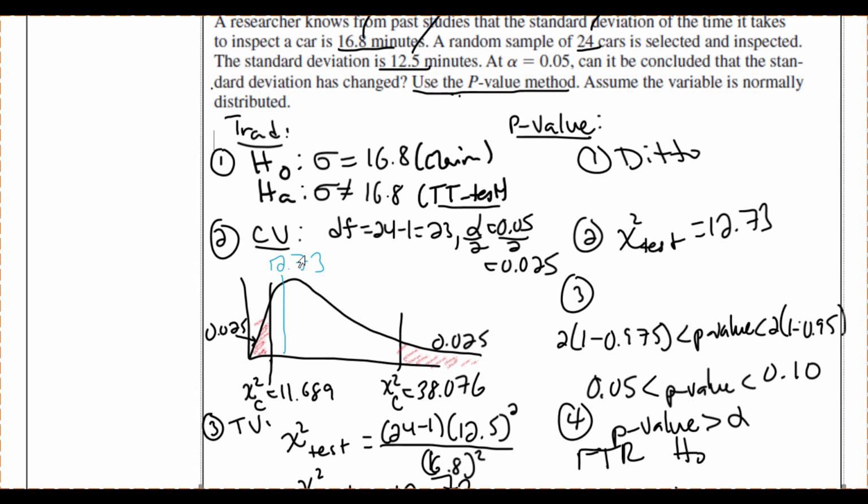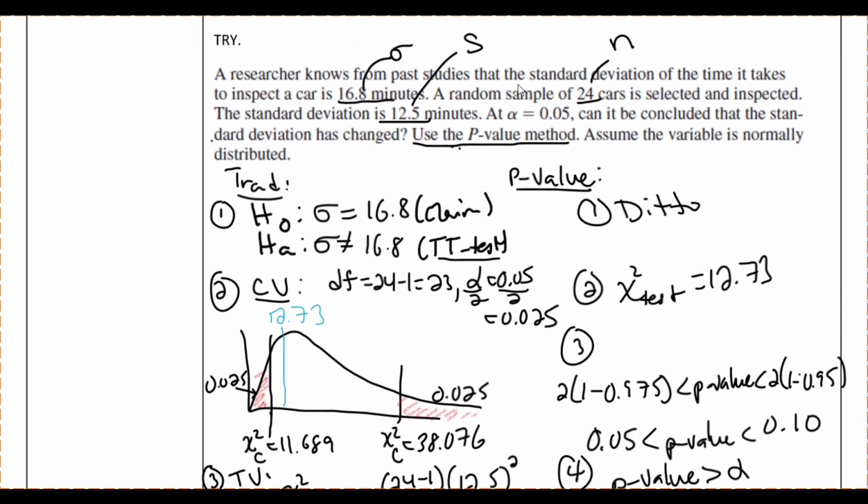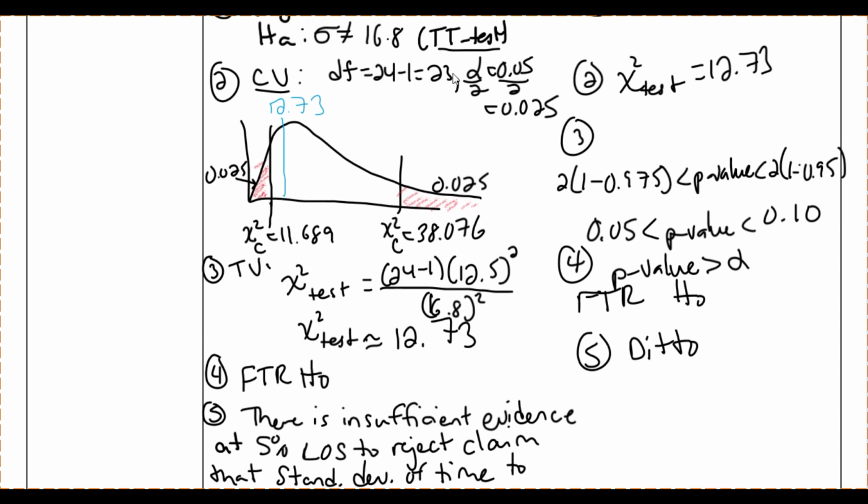Next, we find the critical value. So we need to find the df. That's n minus 1, or 23. It said in the problem that we're looking at 24 cars, so that's our n. It also said that the standard deviation for the 24 cars is 12.5 minutes, so that's s. And the 16.8 is our hypothesis, sigma. Since our df is 23 and we're doing a two-tailed test, we need to divide alpha by 2, which gives us 0.025.